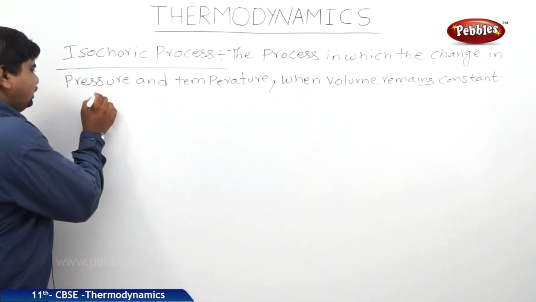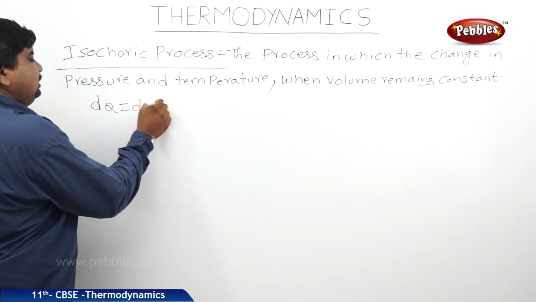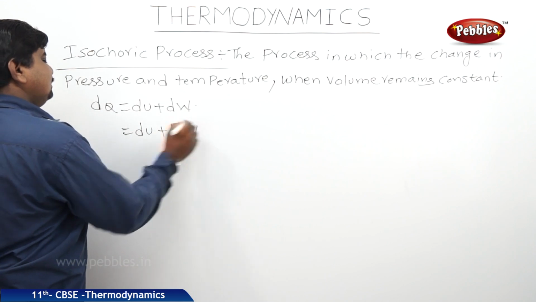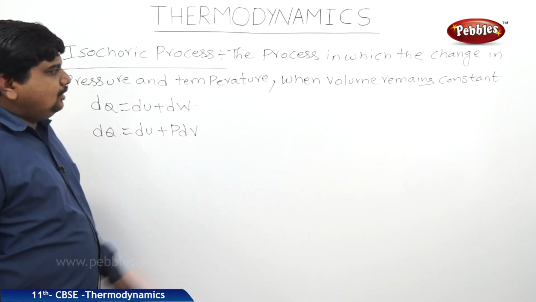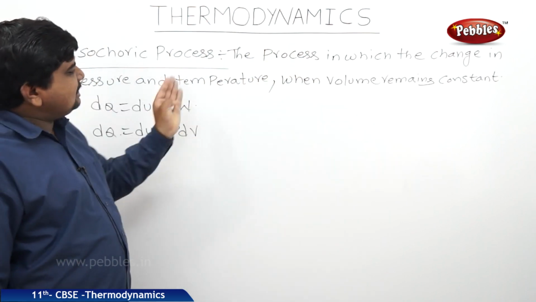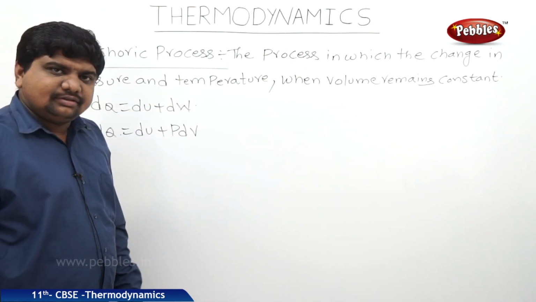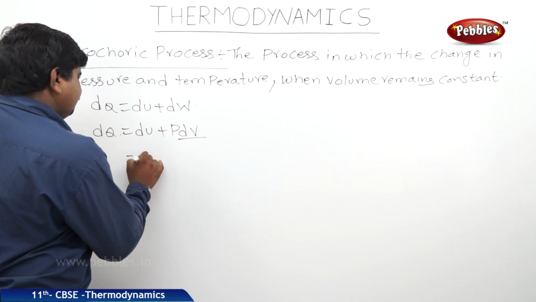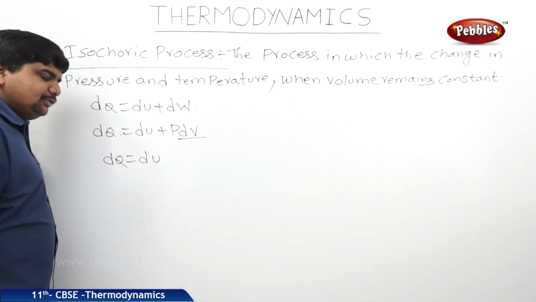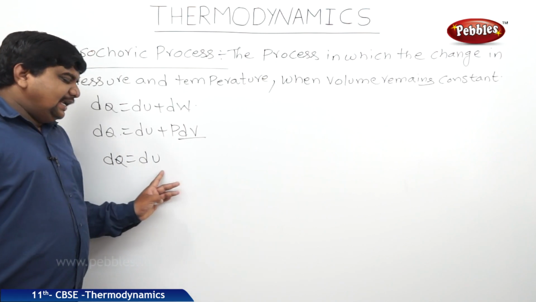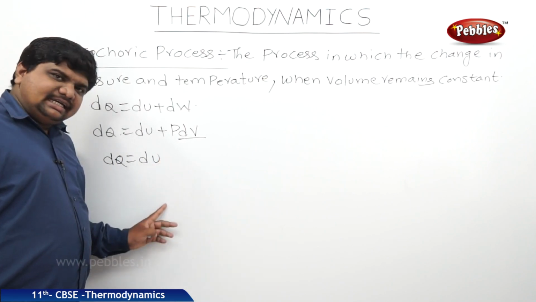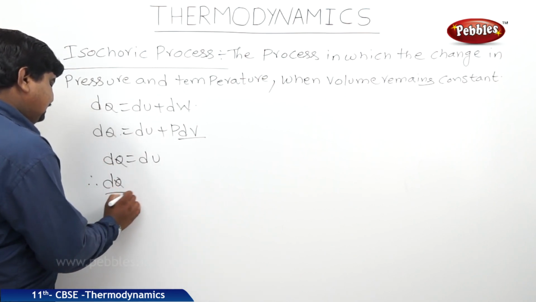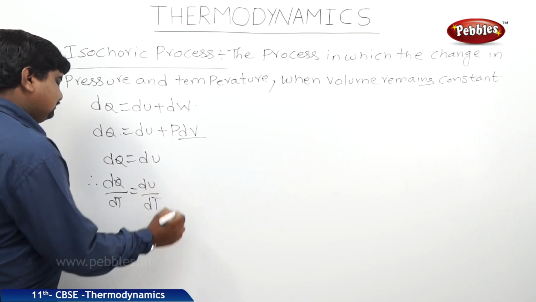According to the first law of thermodynamics, dq is equal to du plus dw, and this will be written as du plus pdv is equal to dq. When volume remains constant, there is a change in the pressure and temperature to the surroundings from the system. So when volume remains constant, this whole term will become 0. That's why it will become dq is equal to du. So the rate of change in internal energy, du by dt, is equal to the specific heat. dq by dt is equal to du by dt.